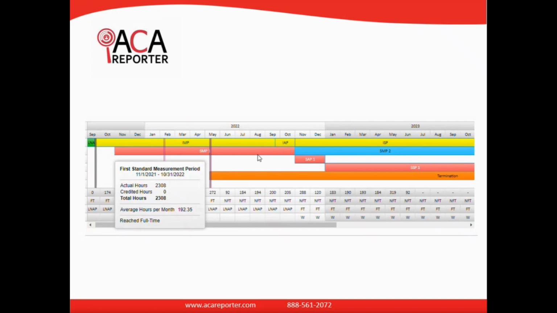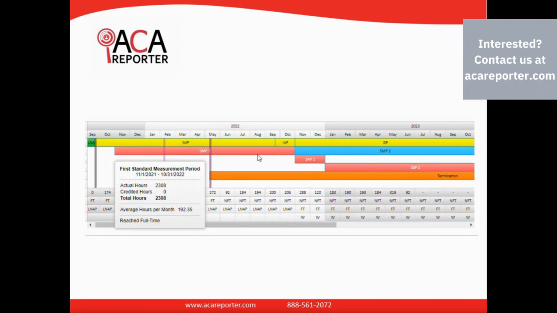So I know that this is a person that I need to maintain an offer of coverage to. I know that if I don't, I run a risk of penalty from the IRS. So the ACA timeline for every individual employee gives you a great snapshot, a look into how they were calculated out to have their ACA status.